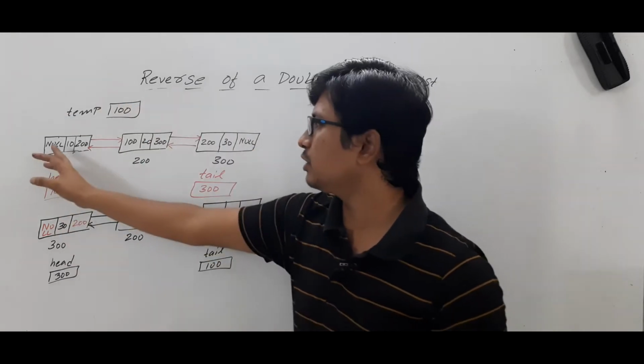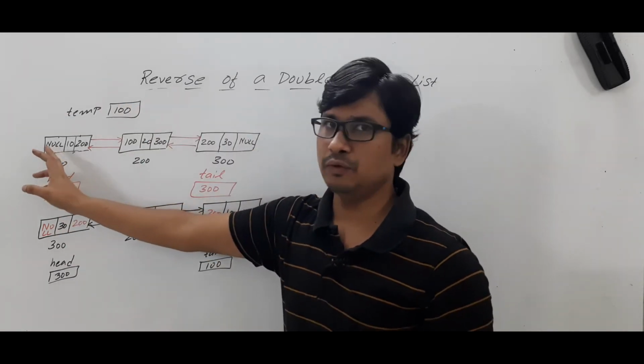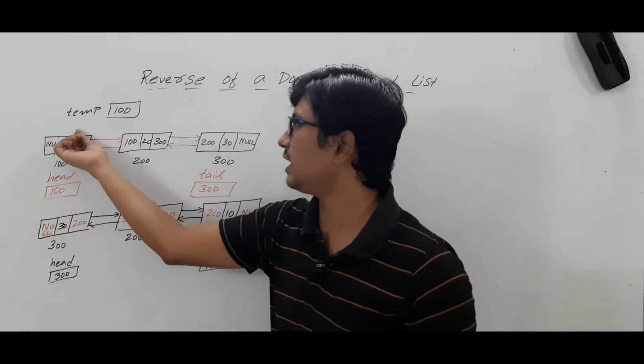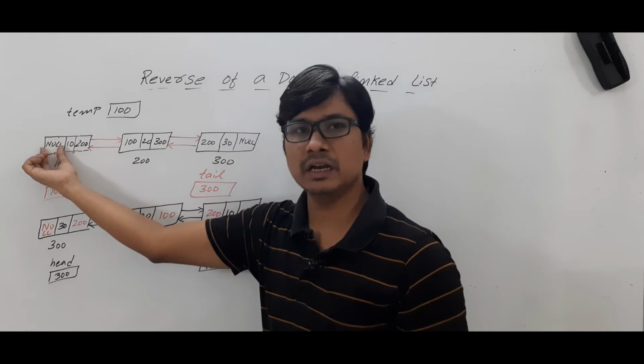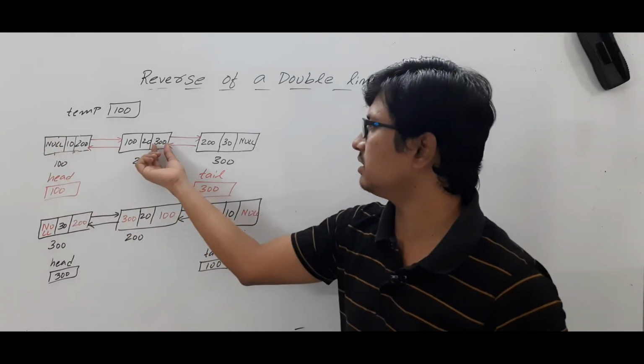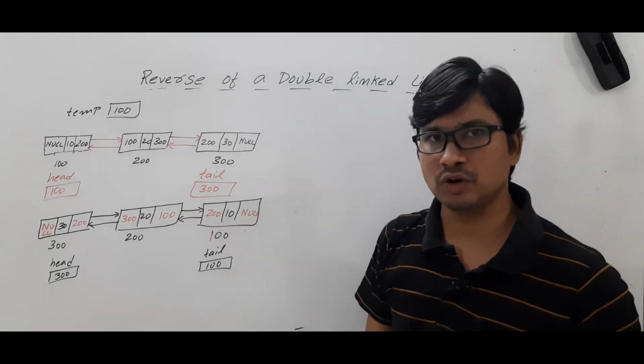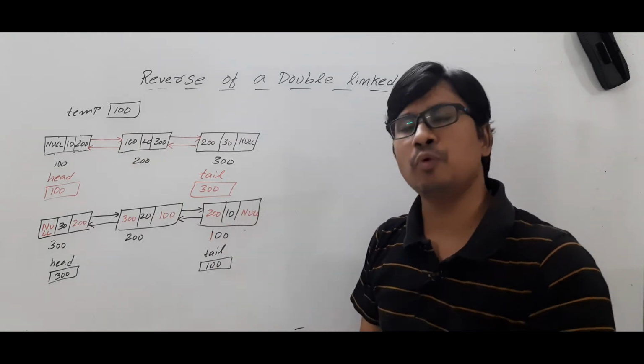Okay, good, but you will lose this null value. We are not storing the address of the previous node anywhere. Is it clear? So if you write 200 here, what will be this null value? You will lose it. Similarly, here if you write 300, you will lose the 100. So using a single pointer it is not possible. We need at least two pointers.